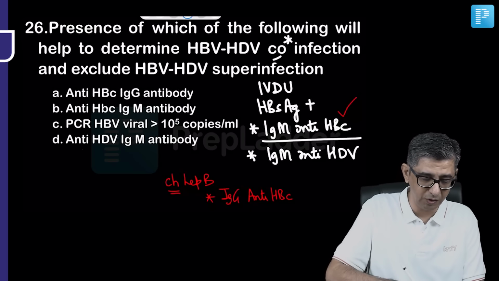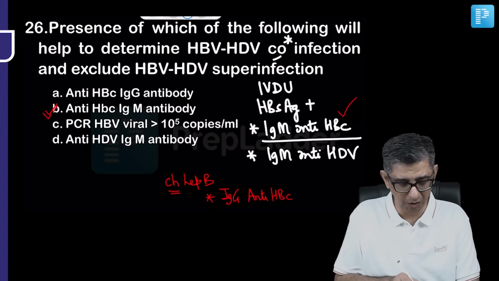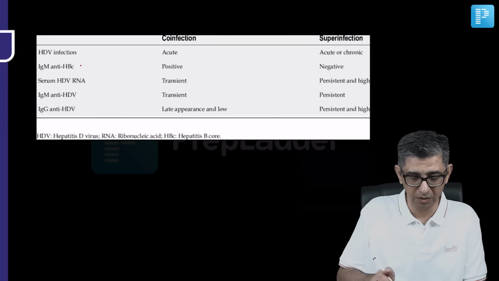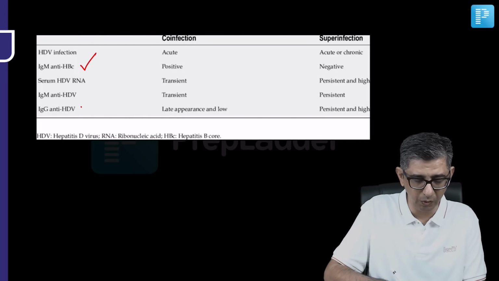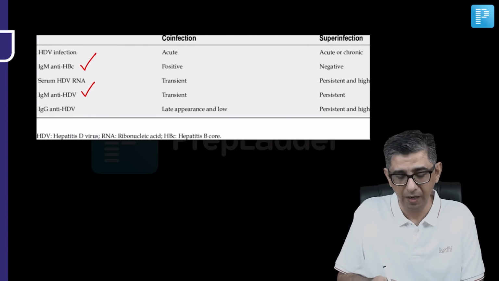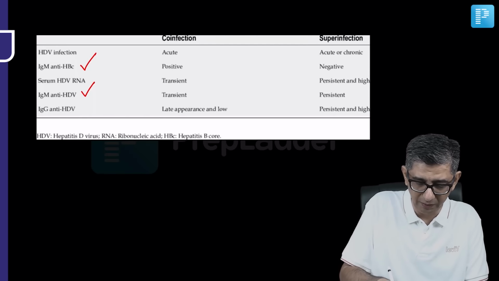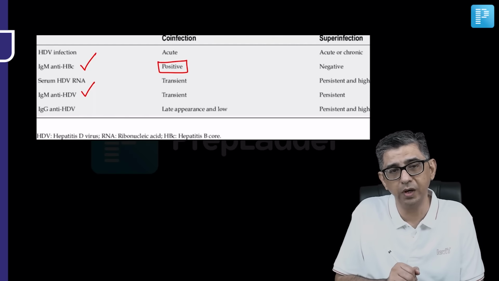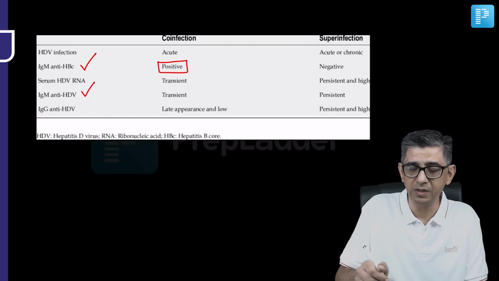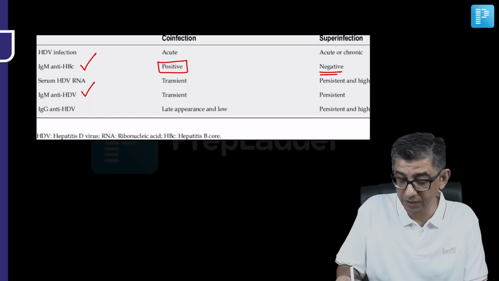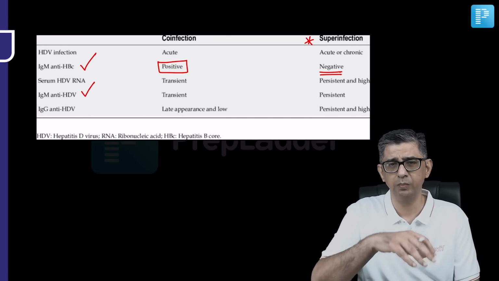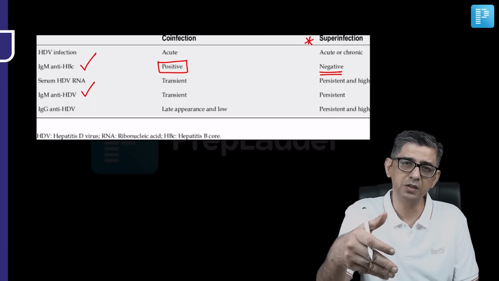So the correct answer for this question would be beta, and I'll just show you a table to highlight this. In this table, it's mentioned that if it's a co-infection, IgM class of antibody to the core antigen, IgM class of antibody to delta would also be present. The main point that helps you in identifying co-infection is IgM class of antibody to the core antigen. Once it is negative and IgG class of antibody is positive, then this would be superinfection.